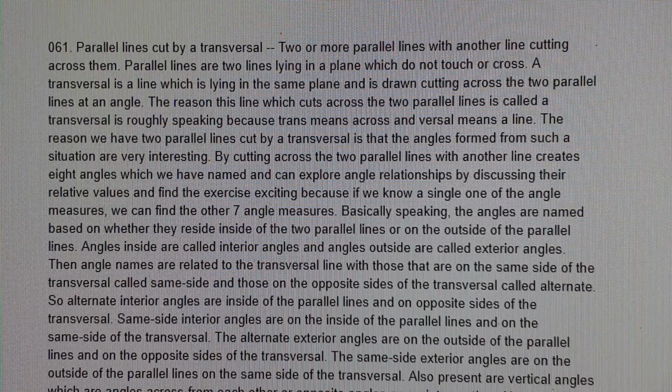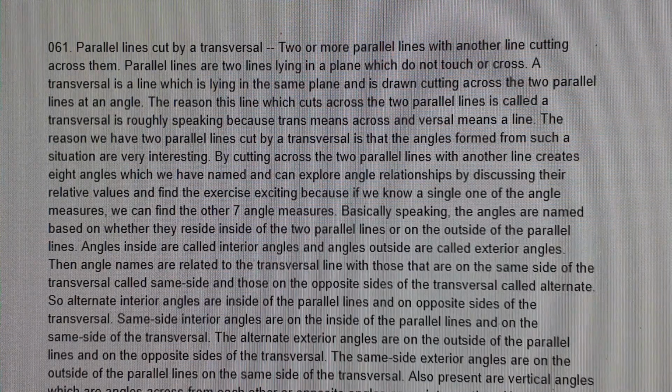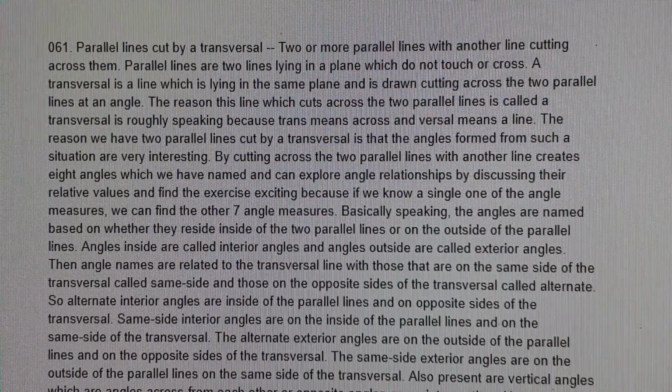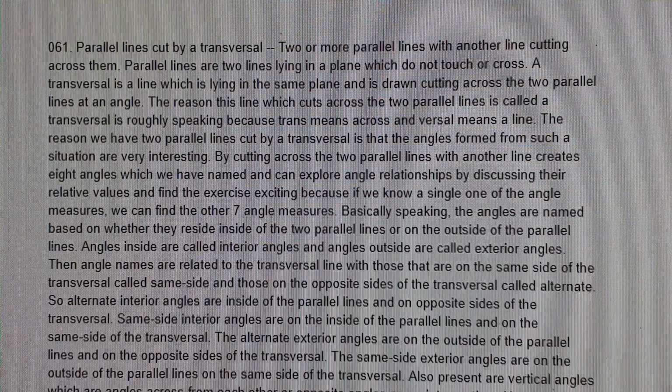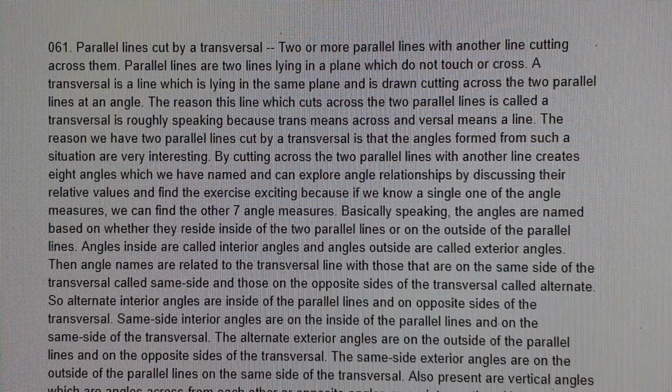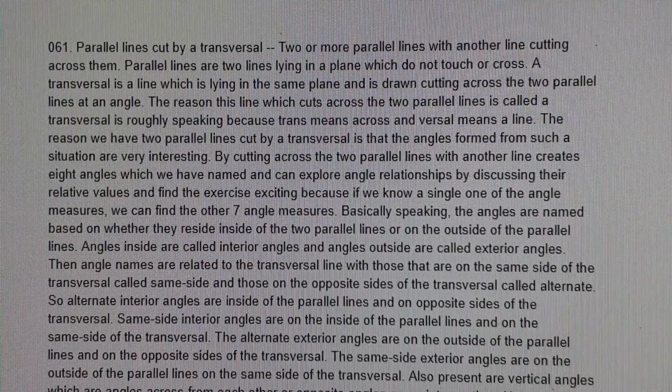So, alternate interior angles are inside of the parallel lines and on opposite sides of the transversal. Same side interior angles are on the inside of the parallel lines and on the same side of the transversal. Alternate exterior angles are on the outside of the parallel lines and on opposite sides of the transversal. The same side exterior angles are on the outside of the parallel lines and on the same side of the transversal.